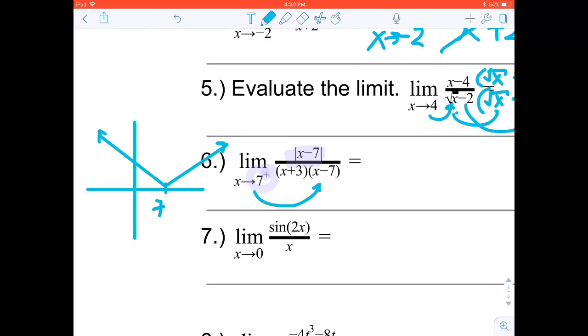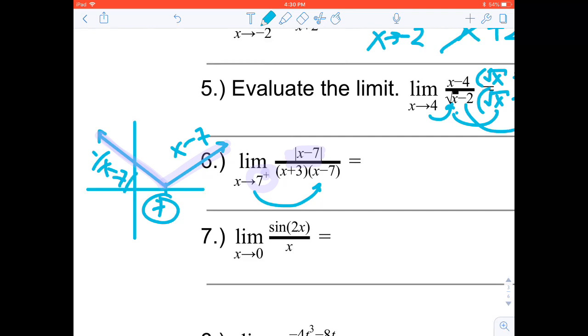So if you look here, the little v, the corner is right at 7. That means on the right side of 7 here, this is an equation of a line with a positive slope, so that's just x minus 7. On the other side, this is an equation of a line that has a negative slope, so it becomes negative x minus 7. So keep that in mind.